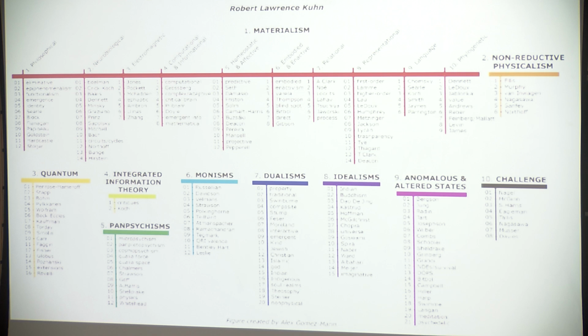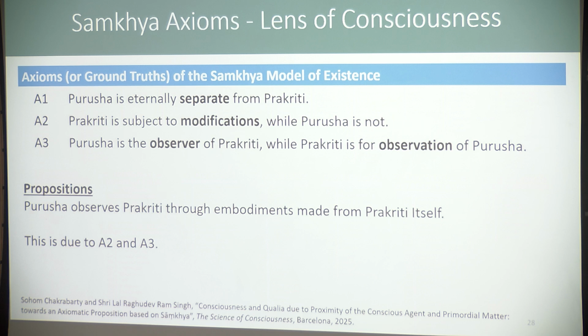Now, Robert Lawrence Kuhn has done a very big job in tabulating all these different theories of consciousness. What we are trying to do is tackle the problem of qualia and phenomenal consciousness through the Samkhya axioms.